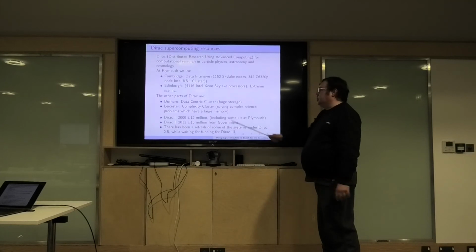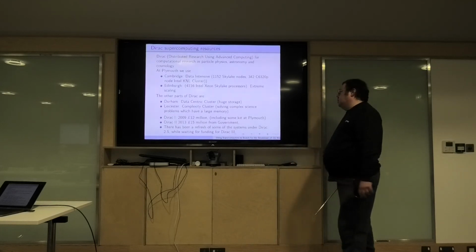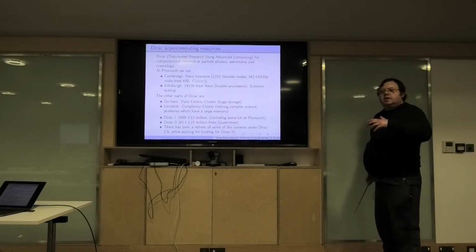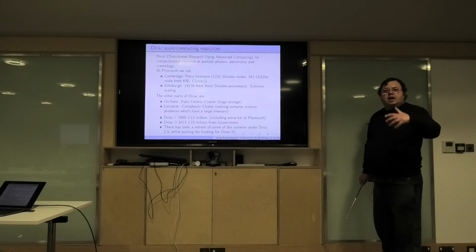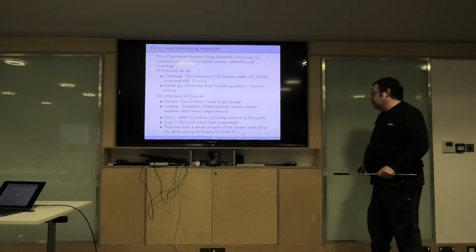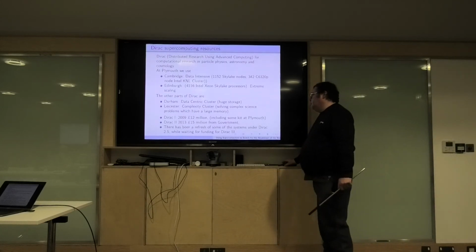Some of these are also available for industrial users, under the appropriate terms, if you have money. The amount of money involved was 12 million, 15 million for 2013. And we've had a refresh of some of the systems. We're now under DIRAC 2.5, and we're waiting for DIRAC 3. They refreshed all the computers, but actually the amount of cycles didn't go up. So we had more computers, but the actual amount of resources didn't go up.